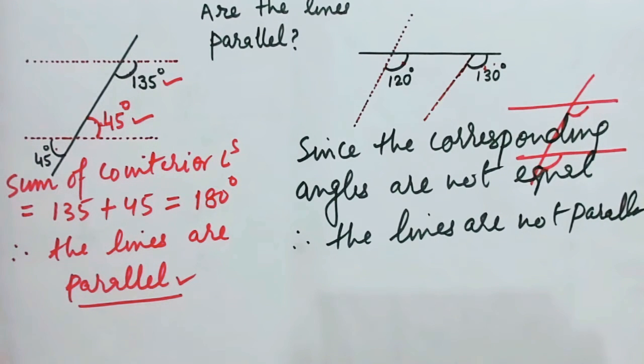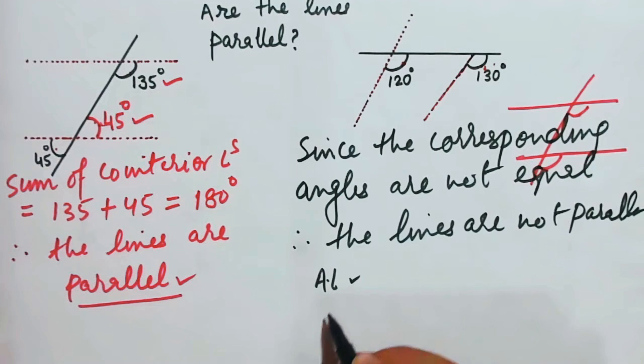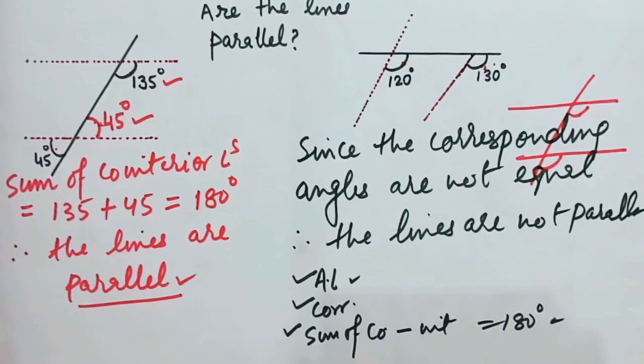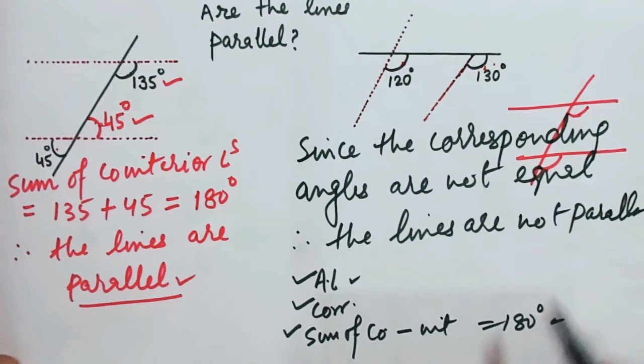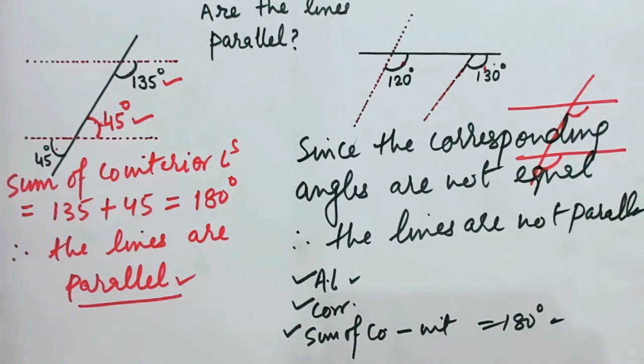This means to have parallel lines, either alternate angles should be equal, corresponding angles should be equal, or the sum of co-interior angles should be equal to 180 degrees. If any one of them is satisfied, we say that the given lines are parallel.